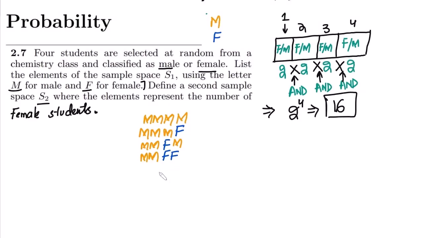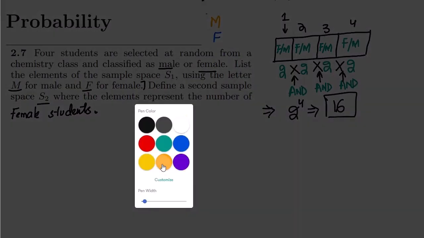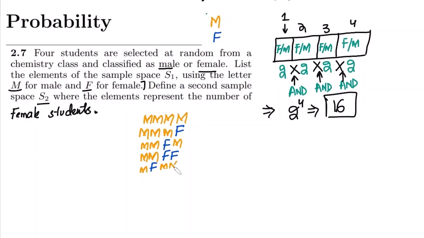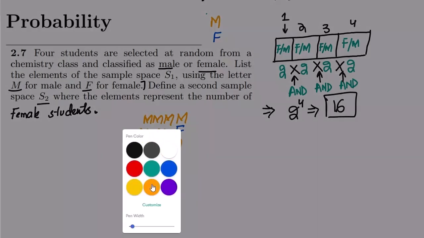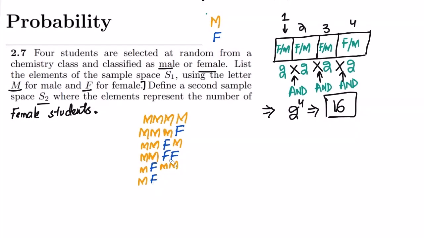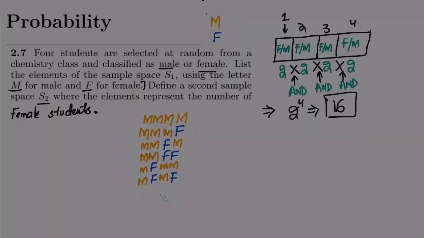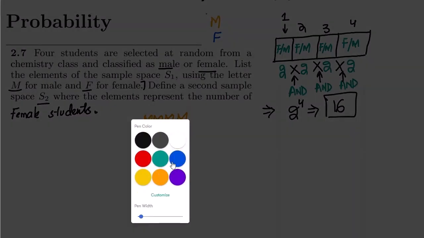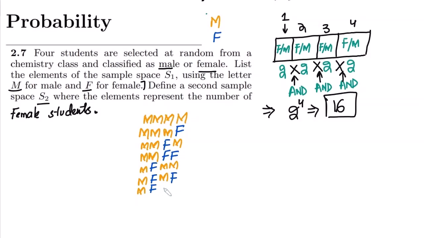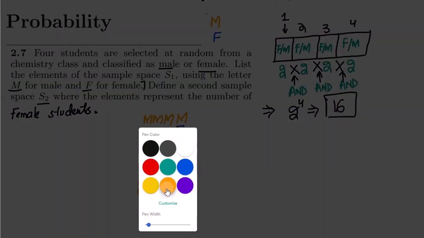After that, what will be the options? I will have male, then female, and then male. Similarly, here I will have male, then female, then male, and then female as well. Similarly, here male and female, and here female as well.